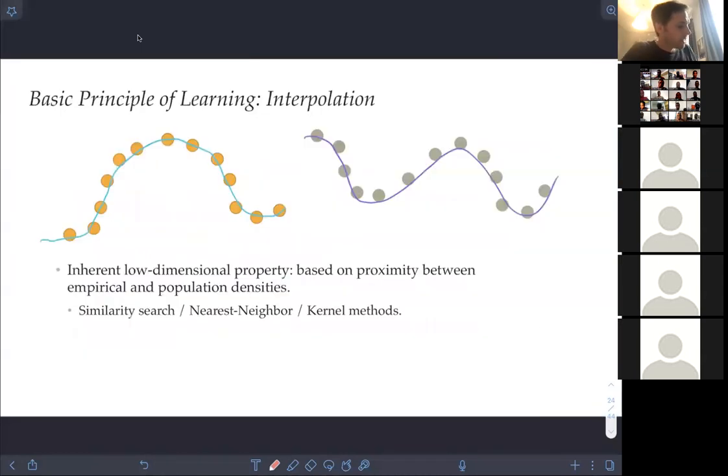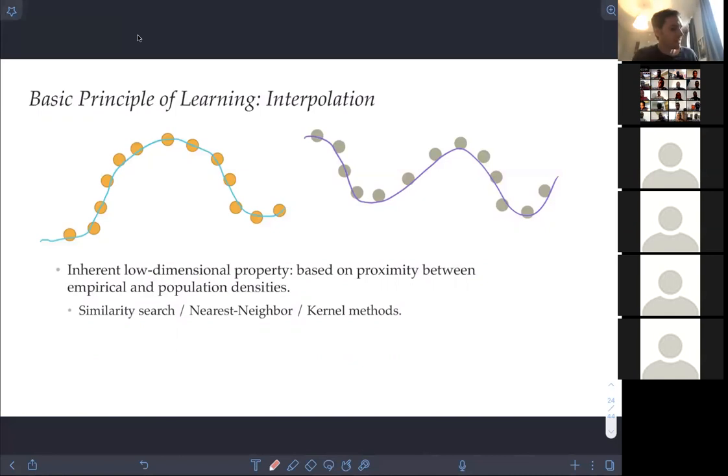Okay, so I was here. As I was saying, this principle of learning is based on a very fundamental property: that we are able to find structure based on the proximity between the training and the test points, right? When we see things that are somehow similar, sometimes close, it's very tempting for us to propagate the information that we observe from neighbors.